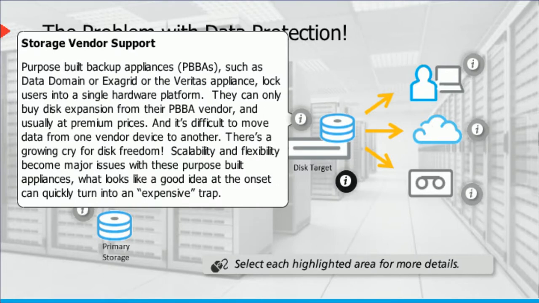Purpose-built backup appliances, or PBBAs, such as Data Domain or Exagrid or the Veritas appliance, lock users into a single hardware platform. They can only buy disk expansion from their PBBA vendor, and usually at premium prices. And it's difficult to move data from one vendor device to another. There's a growing cry for disk freedom.